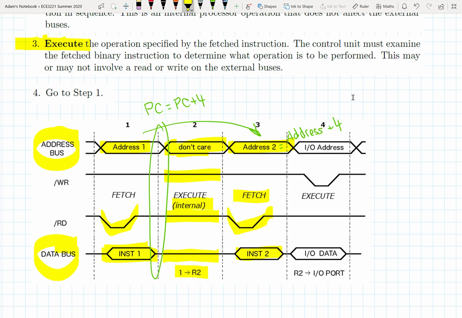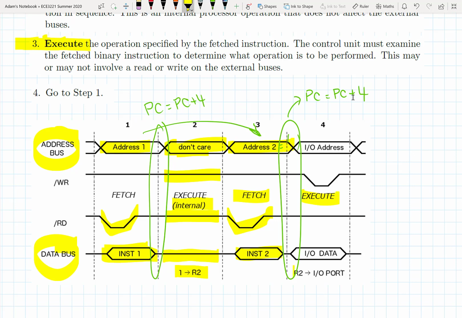That instruction is transmitted over the data bus to the processor, and then in here again, before it's executed, we increment the program counter again, and then we execute the instruction that was just fetched.